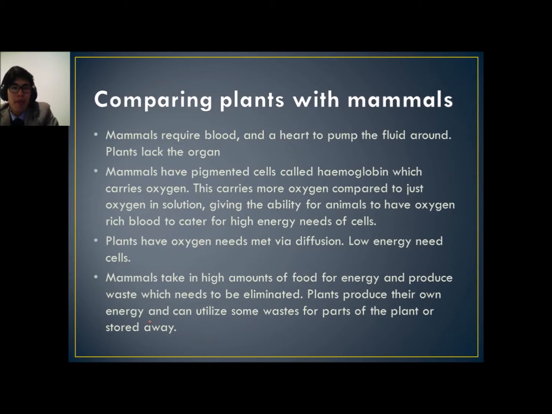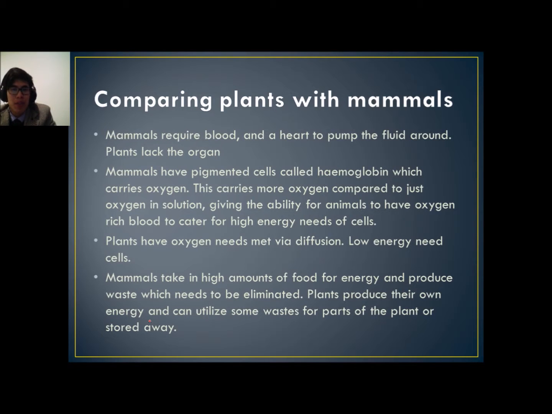Now, comparing plants with mammals. In general, we've looked at excretion, respiration, and transport of nutrients in plants, and we've also looked at it with mammals. Let's have a comparison between them both. So mammals require blood and a heart to pump the fluid around, whereas plants lack any type of organ to pump. They don't have that kind of system at all.